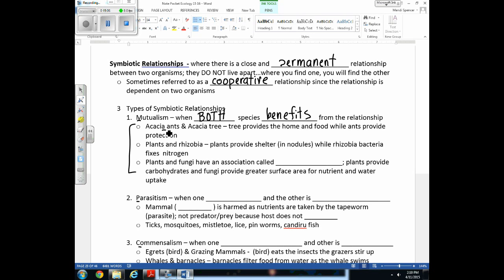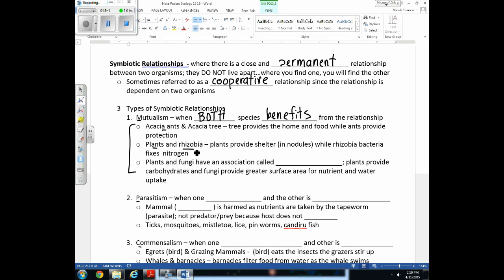So that acacia tree actually provides food for those ants. In return, those ants provide protection. If an herbivore comes and tries to feed on the plant, then they'll attack the herbivore. And they will even prune away other plants that are growing too close to the acacia tree and crowding out the sunlight. We've already talked about plants and that bacteria called rhizobia. So those plants are providing shelter in those nodules, and the rhizobia bacteria, they're fixing nitrogen into a form that the plants can use.